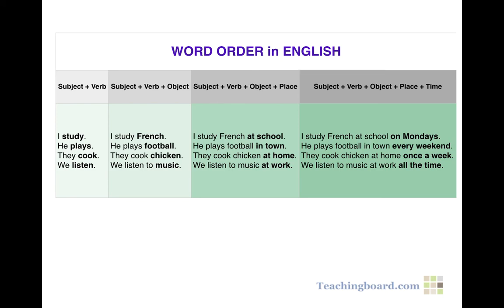And we'll read just the first example. So I study is good. If I want to add more information, I study what? I study French. I included the object. And if I want to include more information, I study French at school. And time, I study French at school on Mondays. Okay, and this is the word order that you need to follow when forming sentences in English.